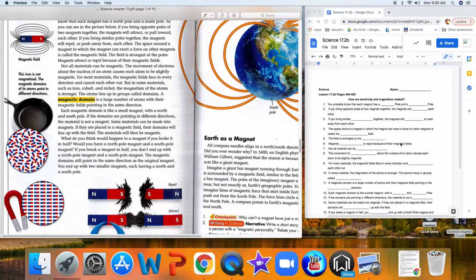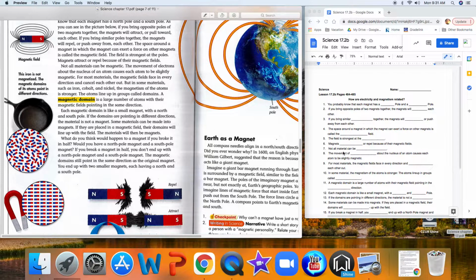Let's make sure you have your notes from the top. 7, you said not all material can be magnetic. 8, the movement of electrons, guys. You have a name for that. The movement of electrons is called electricity. Okay, so they're preparing you for tomorrow, guys. They're actually preparing you to get to, what are we talking about in this lesson? How electricity and magnetism are related. And both of those can produce each other because electrons' movement will make them slightly magnetic. So that was number 8 in your notes.